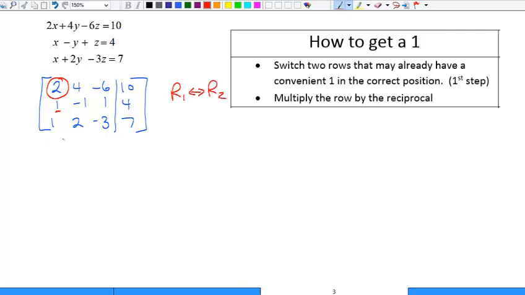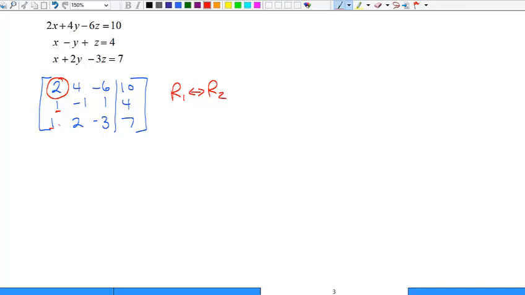Now notice I could have done row 1 with row 3. Both of the other rows have a convenient 1, so I'm just going to go ahead and take the first and the second and switch them. It kind of doesn't really matter which one you do. Sometimes it comes out easier with fewer fractions if you do it one way versus the other. We don't really know. We're just going to have to pick one and go with it. So row 3 stays the same. I'm going to switch row 2 and row 1.